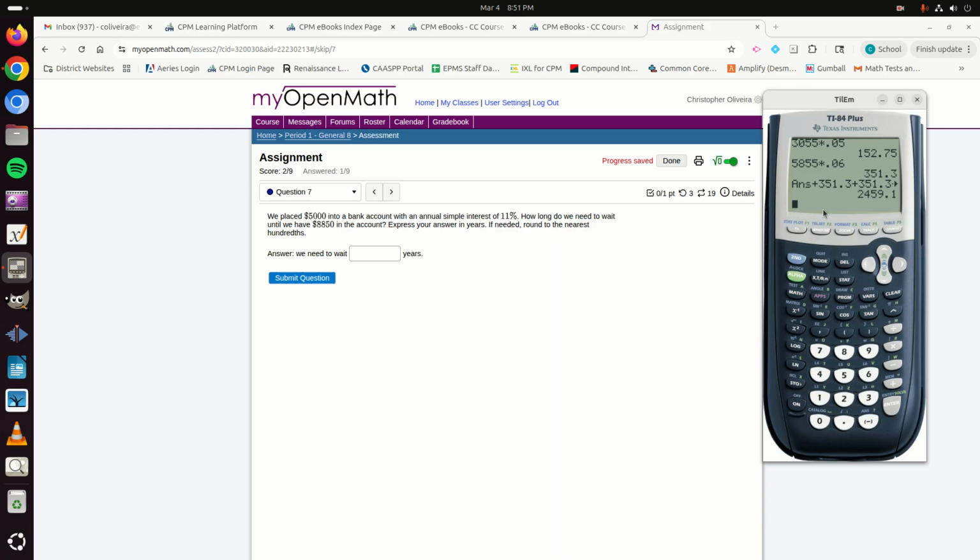So we have $5,000 and we're expecting to get 11% a year. That's 0.11. Move that decimal twice. So I will get $550 of interest a year. You can see that I need to get to $8,855. And again, there's a better way to do this, but I started with $5,000 plus 1 year plus 2 years plus 3 years plus 4 years plus 5 years plus 6 years plus 7 years. It looks like it's going to be 7 years.